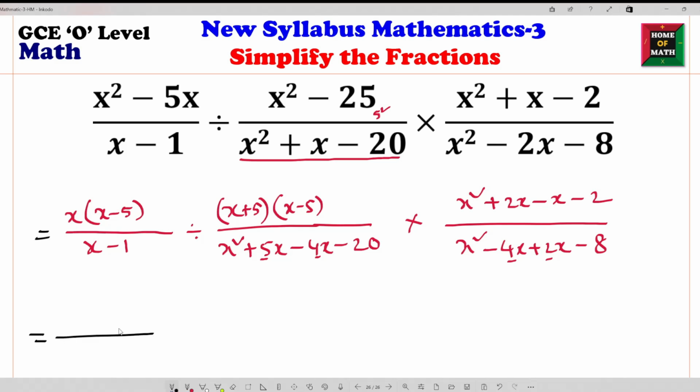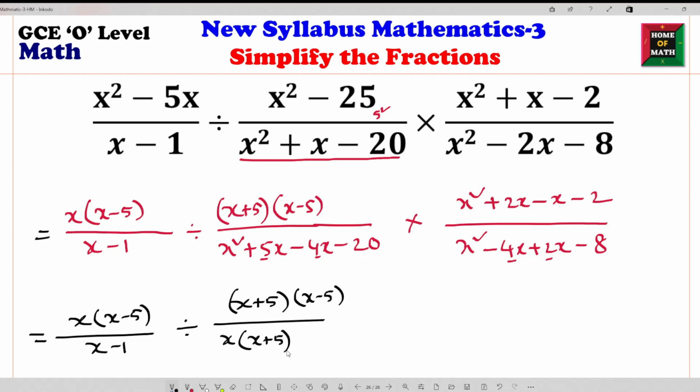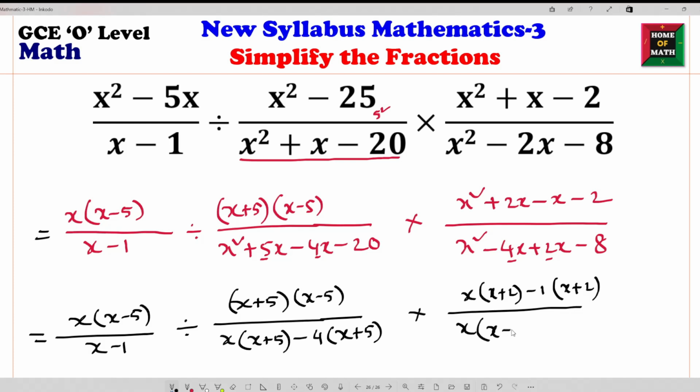So here x − 5 divided by x − 1. These divide signs we can keep. So here is (x + 5)(x − 5), and here we can take common x, so x(x + 5) − 4(x + 5), right, times x(x + 2) − 1(x + 2), and here is x(x − 4) + 2(x − 4), common again x − 4.